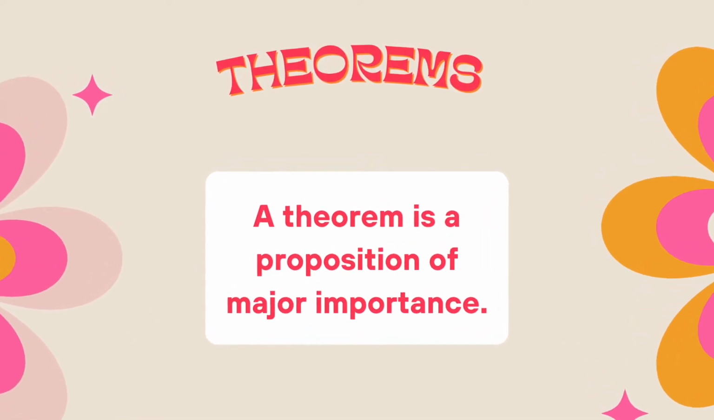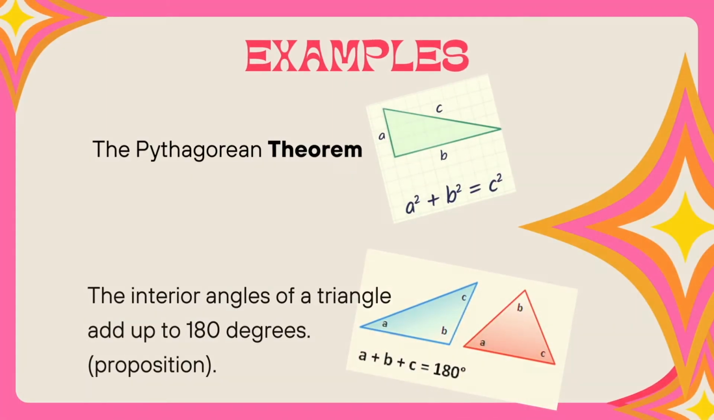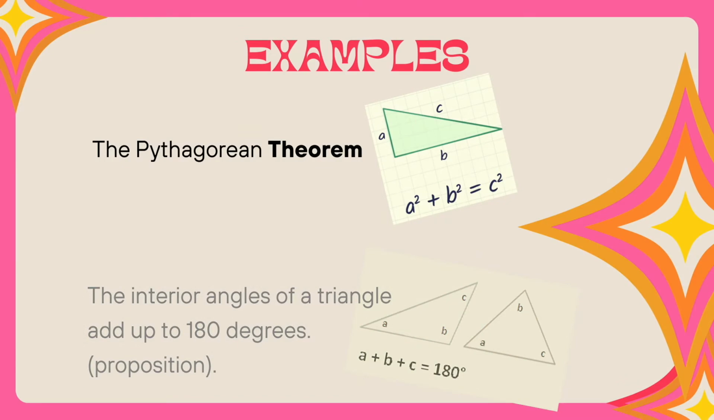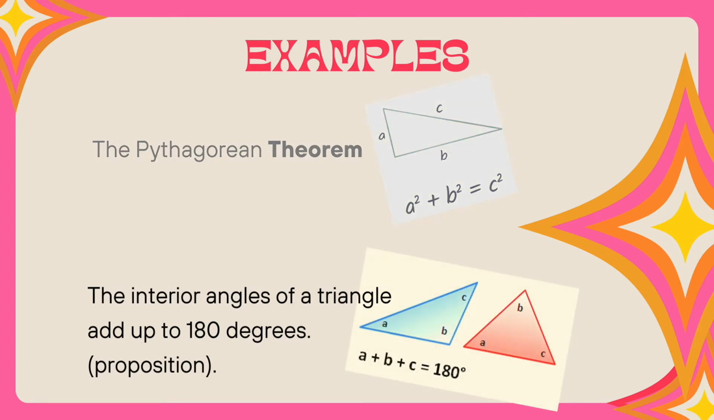A theorem is a proposition of major importance. For example, the Pythagorean theorem is one that you've heard of. It's a really important result. a squared plus b squared equals c squared. I am sure you've used this many times in your math classes leading up to this point. And something we could consider a proposition, though it's a little bit context dependent sometimes what's considered a theorem or a proposition. But if we're going to talk about the Pythagorean theorem, which is a pretty major result, then it's safe to call the fact that the interior angles of a triangle add up to 180 degrees a proposition.